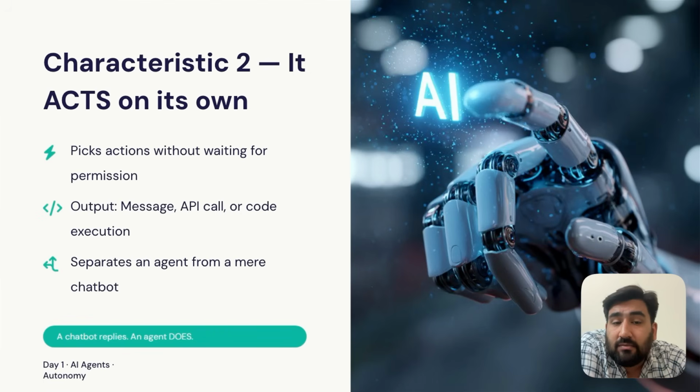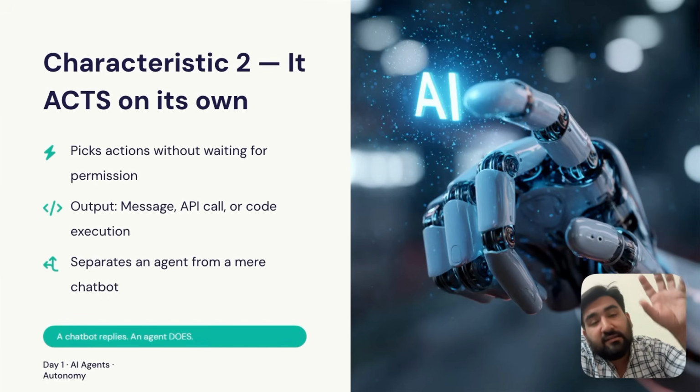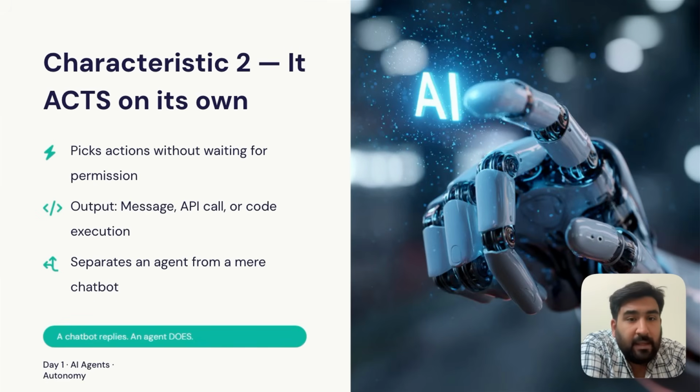Let me make this brutally concrete with an example. See, if we ask a chatbot, what are good restaurants near me, okay? It gives you a list of restaurants, maybe with star ratings, maybe with open timings, and when they start and all, okay? That is its job to do. Now, if you ask a real agent the same question, watch what happens.